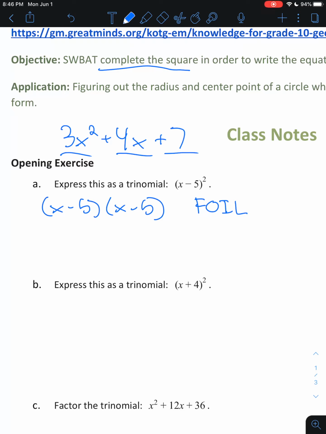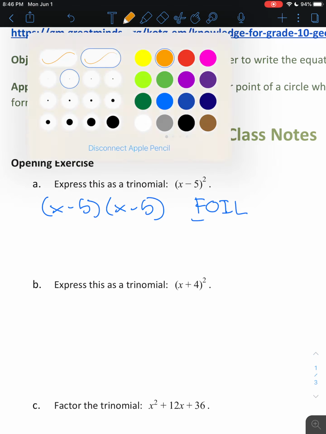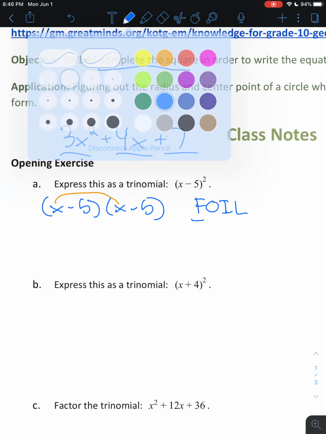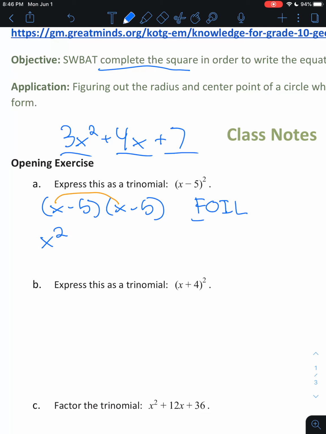In FOIL, the F stands for first, so that means the first two terms. I could use a different color. x times x, that would be x squared, right? The O here stands for outer. So that would be the outermost two terms, the one all the way on the left and the one all the way on the right. So x times minus 5, that would be minus 5x, right? You could just write that as minus 5x.